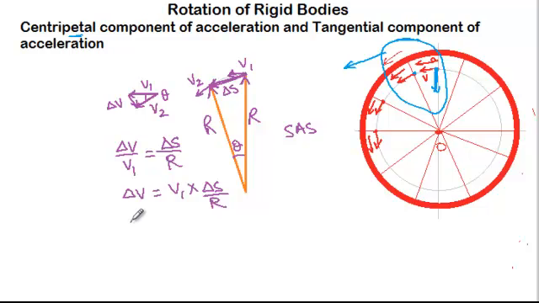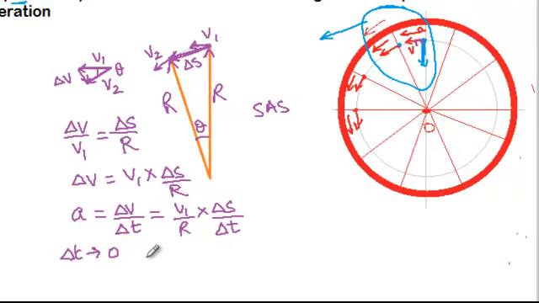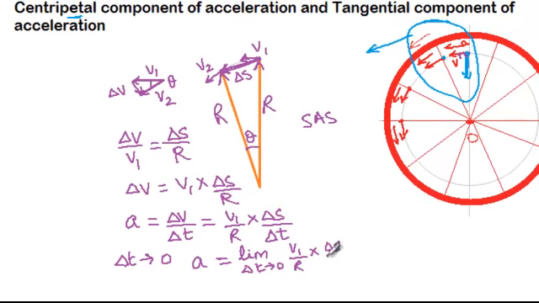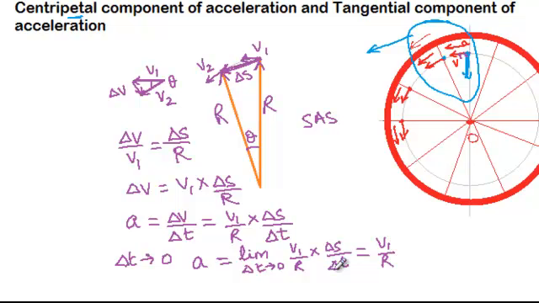Since I want to find out the acceleration, the average acceleration is going to be delta V over delta T, which can be written as V1 over R, I'm just rearranging this a little, times delta S by delta T. Now if I take this in the limit, delta T tending towards 0, which means I'm taking a very short time interval, so the particle is at two very close positions, in that case I can say that the acceleration is equal to limit delta T tends to 0 of V1 over R times delta S over delta T, and this can be written as V1 over R times limit delta S over delta T, which gives the velocity V1. So we have V1 square over R.